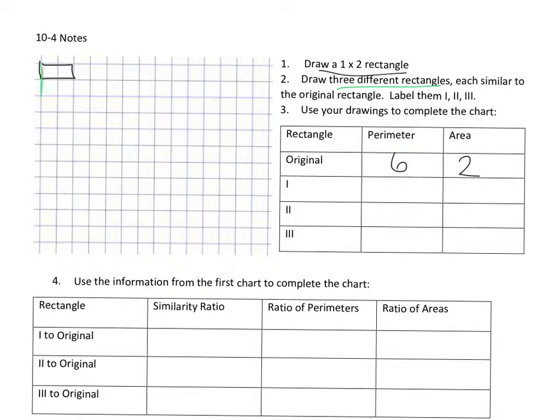So if this side's 2, this other side has to be 4. So that has a perimeter of 12 and an area of 8. Then I'm going to do triple the length. So down here it's 3, so it's a 3 by 6. So a 3 by 6 has a perimeter of 18 plus 6, 24, and an area of 18.